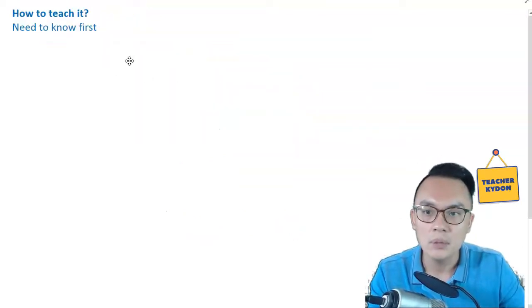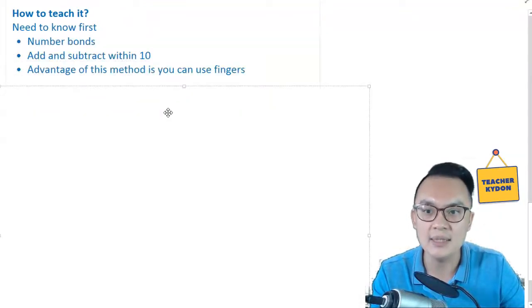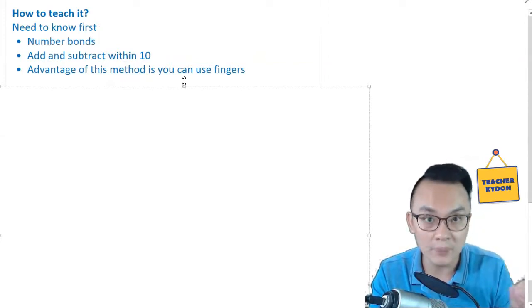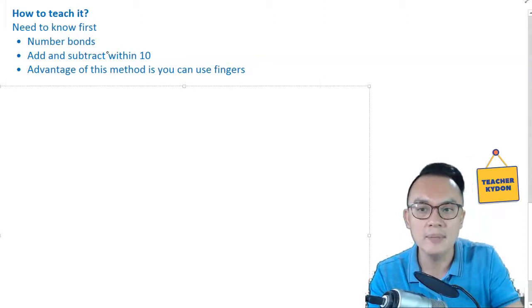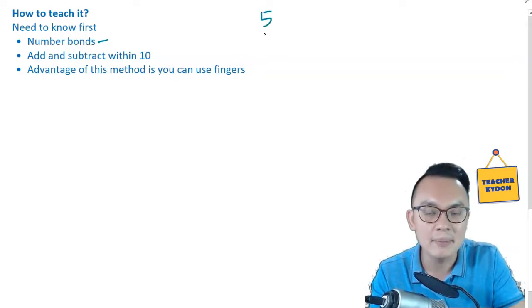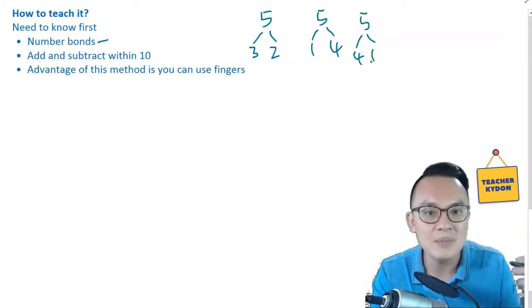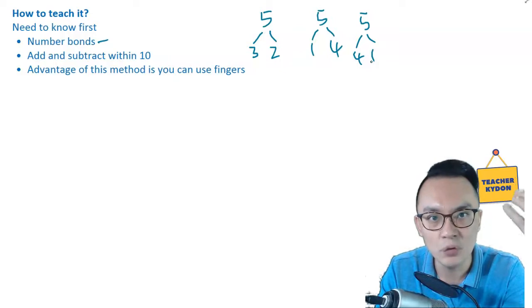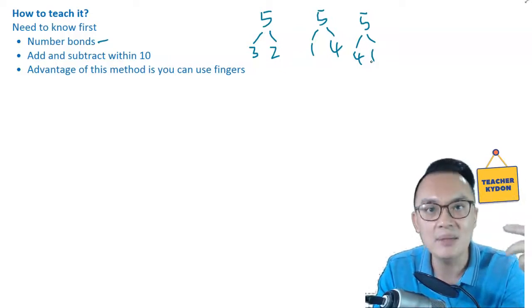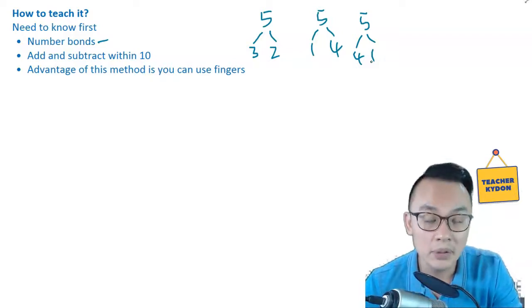Before they do subtraction within 20, they have to be familiar with number bonds. They must be very comfortable with number bonds. They must understand that, let's say, the number 5 can be split up into 3 and 2, 5 can be split up into 1 and 4, 5 can be split up into 4 and 1. They must be very comfortable and fast with this. They don't have to memorize the numbers, but they have to understand that the number 5, the number 6, the number 7 can be split up into different component numbers or different number bonds.